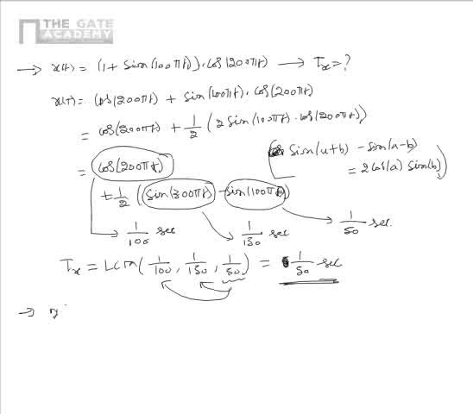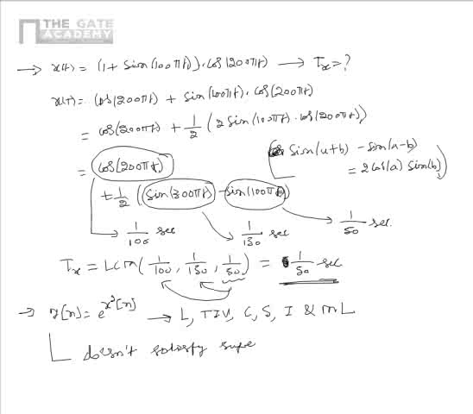Now there is a discrete time system that is given as y of n is equal to e power x square of n. We have to find if the system is linear, time invariant, causal, stable, invertible, and also if it is memoryless. We see that the given system doesn't satisfy the superposition principle. From this, we can say that the given system is nonlinear.